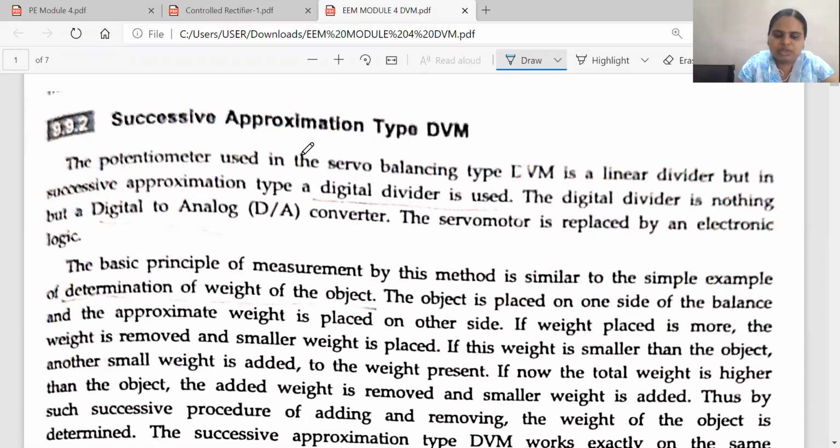sometimes the precision or the accuracy of the reading may vary, in terms of 0.1% error, based on the approximation values it is going for. If we want to measure 6 volts, there may be a chance of getting 5.9. Like that, approximate values we can find out by using this successive approximation type DVM.